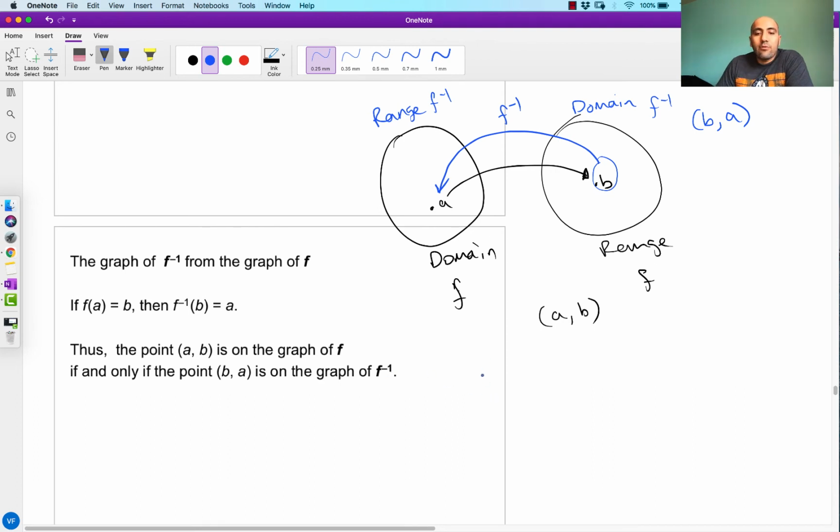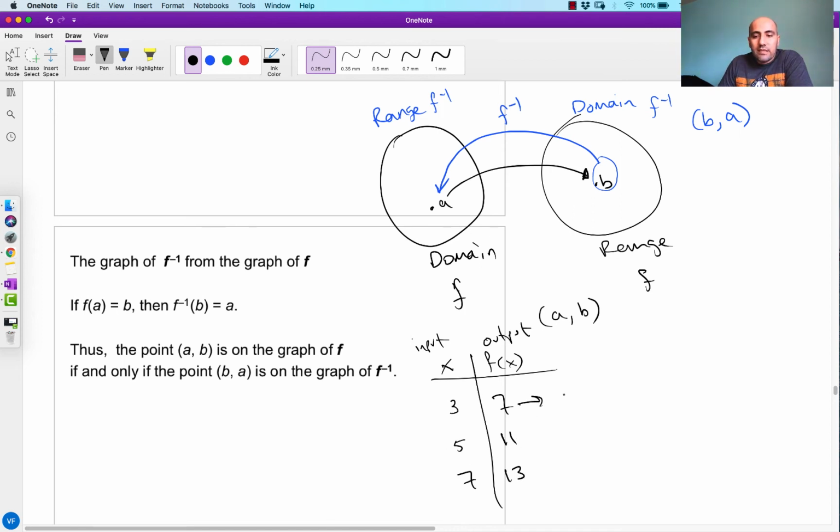So if we had a table of values, right, this is saying, in simpler words, hopefully, if we have a table of values where we have just inputs, outputs, and we just have a bunch of numbers, like let's say 3 maps to 7, and 5 maps to 11, and 7 maps to 13. We just have input, outputs. This leads to the ordered pair 3, 7 on our graph. This leads to the point 5, 11 on our graph. And this leads to the point 7, 13 on our graph.